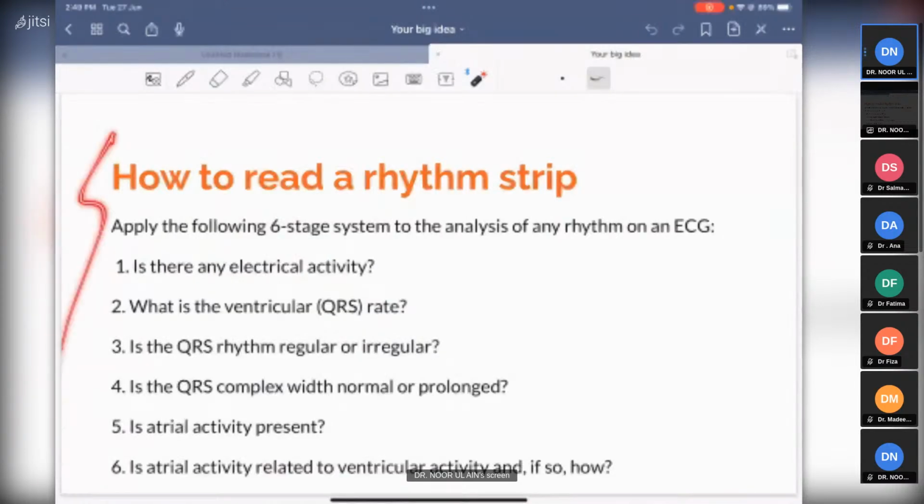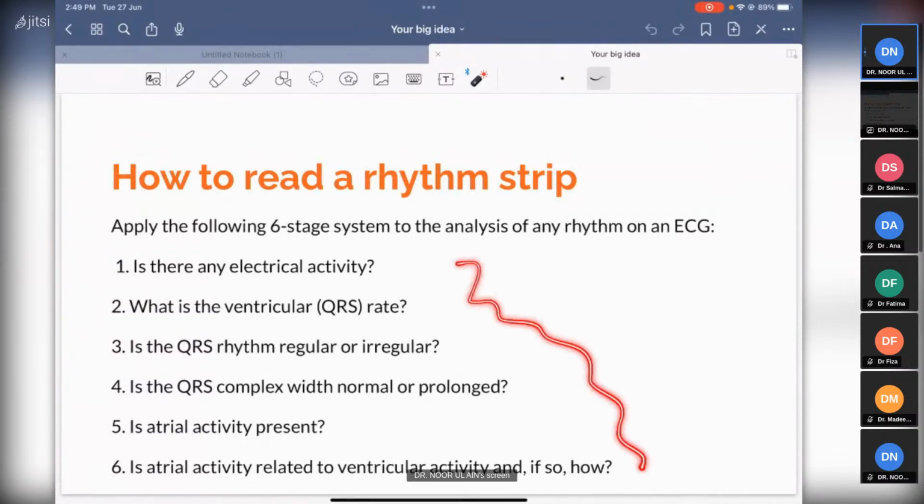Okay, so there are 6 steps to read the ECG, and I think this is the easiest way to really get to any ECG. Whenever you see a rhythm strip, first thing, don't panic. Then ask yourself these 6 questions, and by the time you reach the fourth question, you'll be able to identify almost 80% of the rhythms. And you don't have to be very meticulous. You don't have to worry about whether you are getting the answer or not. Just a rough idea, a rough estimate.